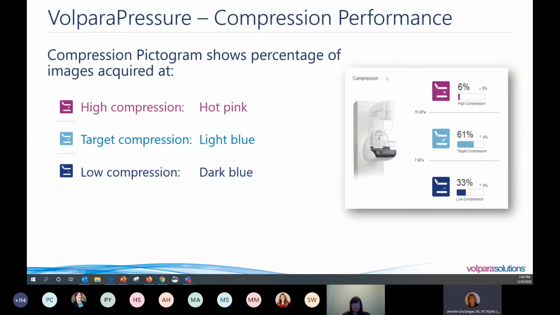Within the Volpara Enterprise software, whenever we talk about high compression, it's going to be represented by that hot pink or magenta color. Whenever we talk about target compression, it's going to be represented by that light blue color. And whenever we talk about low compression, it's going to be represented by the dark blue color. So keep those colors in mind because that will help you throughout the software to identify what images are high, target, and low compression.